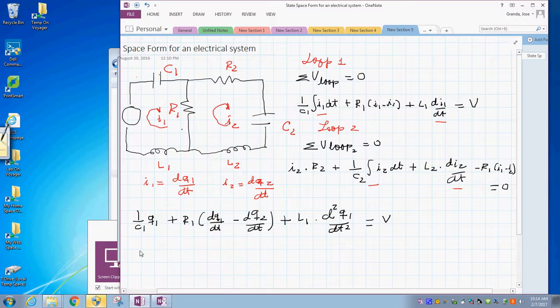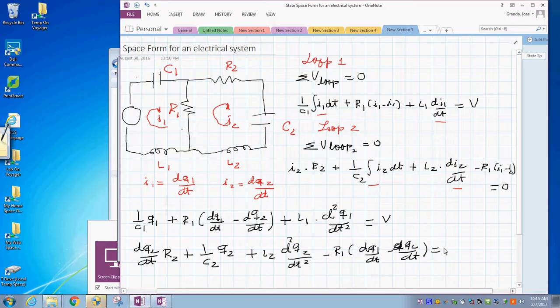And then you have the other one, which would be dq sub 2 dt times R sub 2, and then plus 1 over C sub 2 times the integral of I sub 2 dt, which would be q sub 2, and then plus L sub 2 times d squared q2 dt squared, like that, minus R1 times dq1 dt minus dq sub 2 dt equals 0. Yeah.